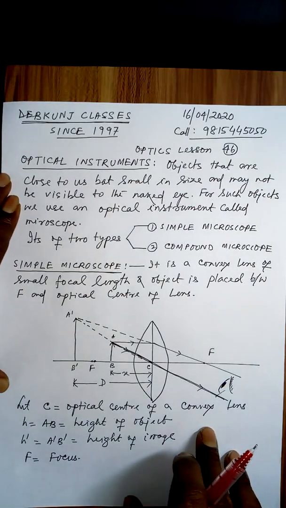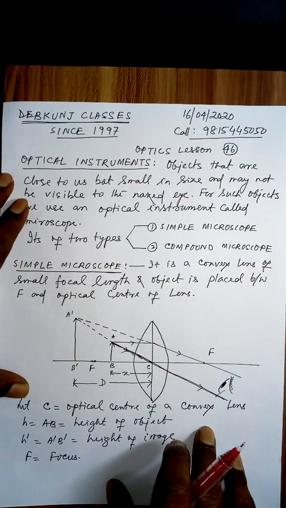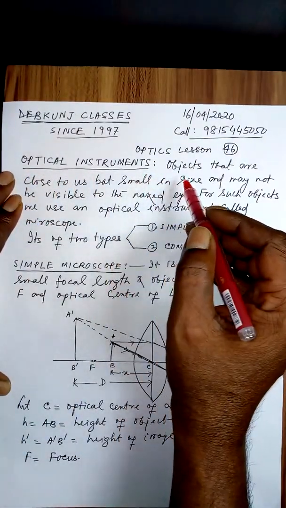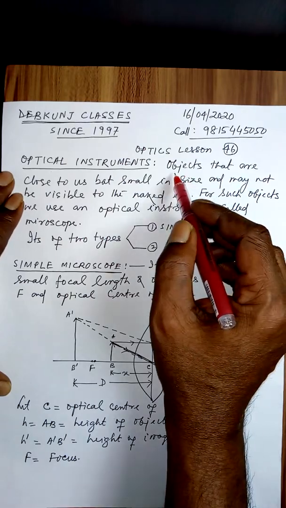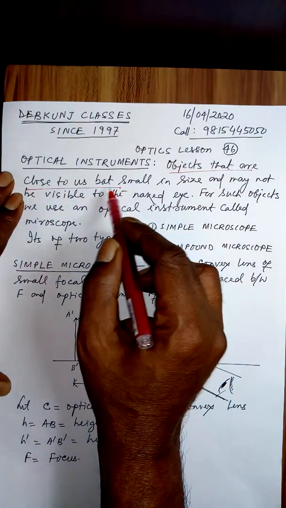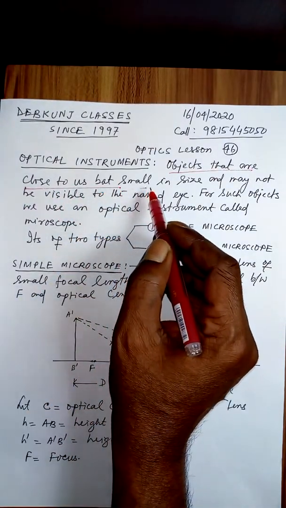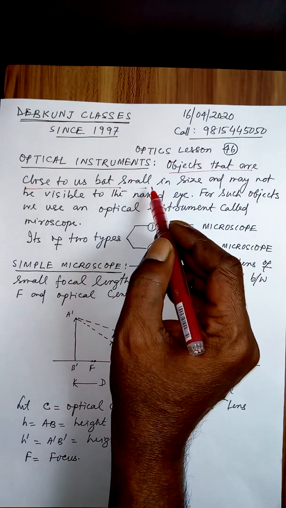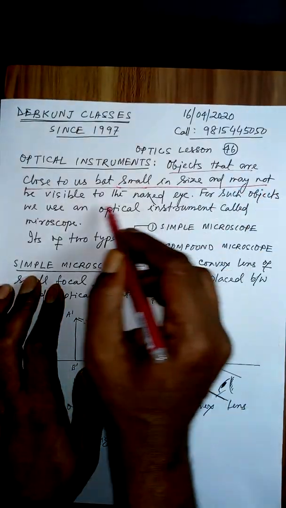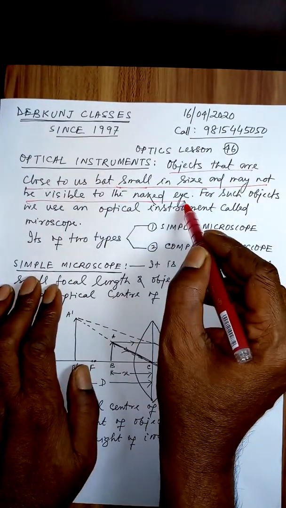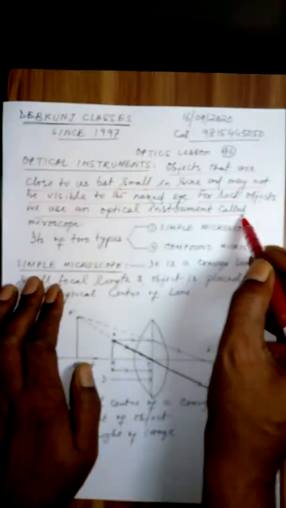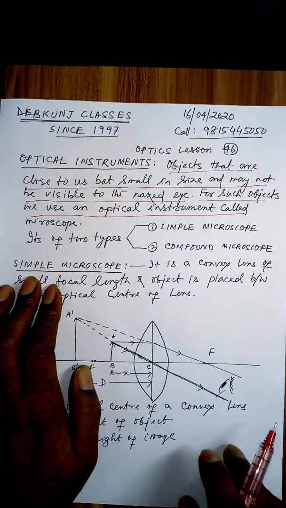Now optics lesson 46. Now let us do the theory part of optical instruments. Before we proceed, let us understand this. Objects that are close to us but small, those objects that are close to our eye but are very small in size, may not be visible to the naked eye. For such objects, we use optical instruments, and that instrument is called a microscope.